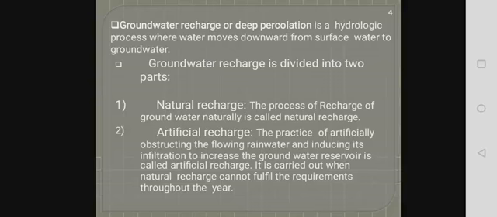Next, groundwater recharge is the hydrologic process where water moves downward from surface water to groundwater. It is the primary method through which water enters an aquifer. This process usually occurs in the unsaturated zone below plant roots. Groundwater recharge occurs both naturally and artificially, where rainwater is routed to the subsurface. These are the two types, that is natural recharge and artificial recharge.